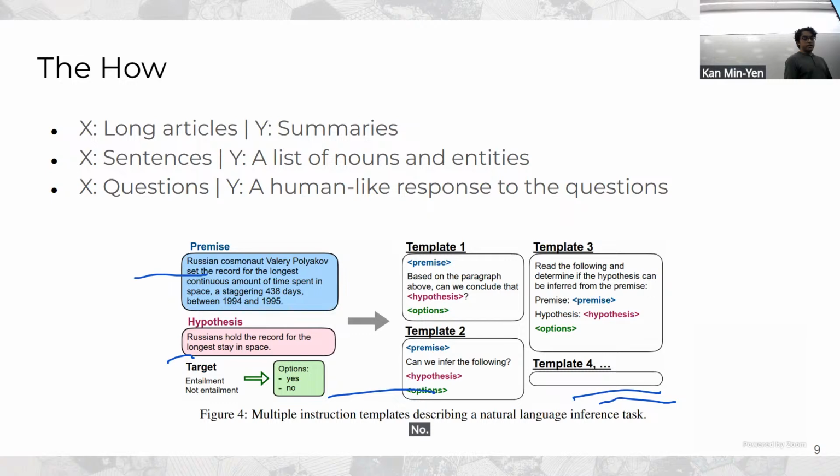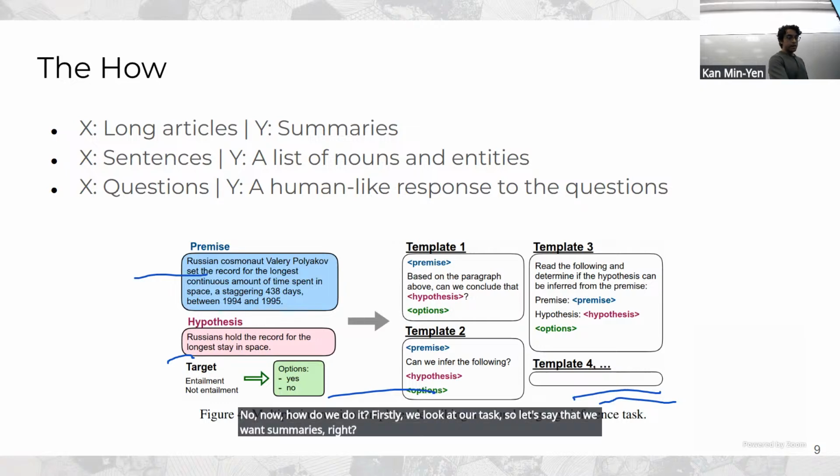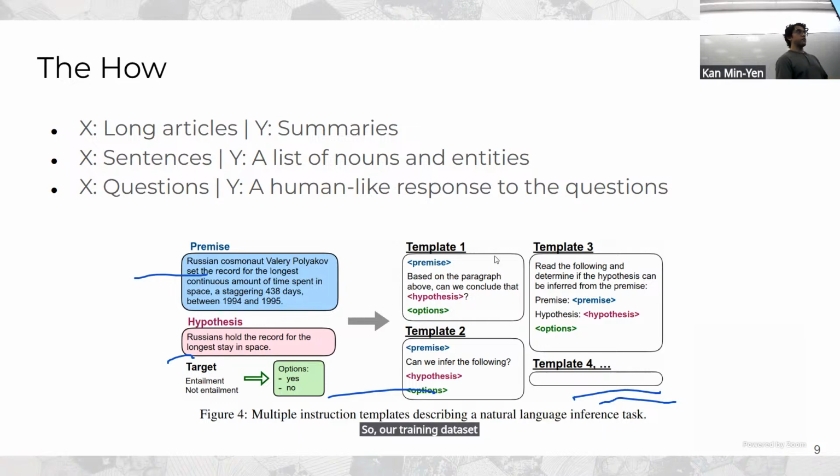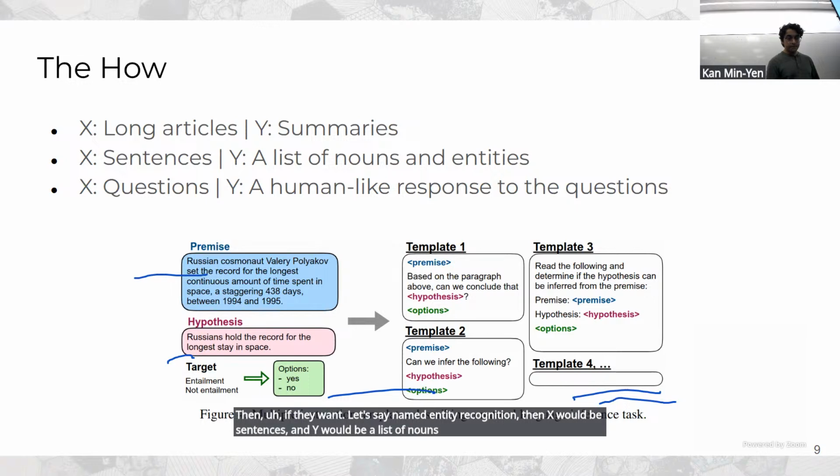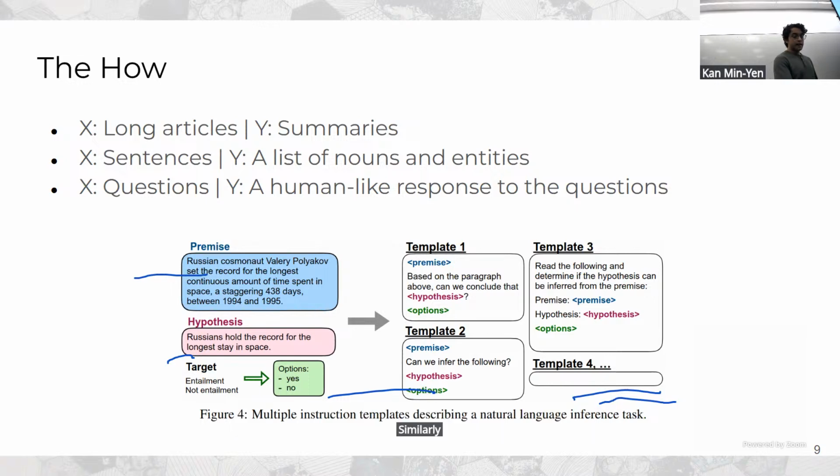Now, how do we do it? We first look at our task. Let's say that we want summaries. Our training dataset would consist of X being long articles and Y being summaries. If we want named entity recognition, then X would be sentences and Y would be a list of nouns and entities. Similarly, if we want answers to questions, our Y would be a human-like response to the questions, which would be considered the gold standard.